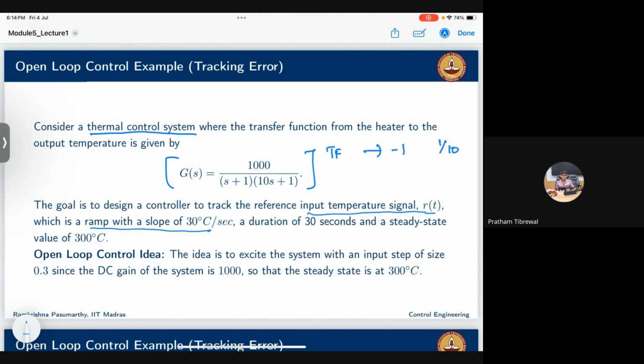-1 by 10, right? So these are the two poles of the system, given for the given thermal control system. The goal is to design a controller to track the reference input.